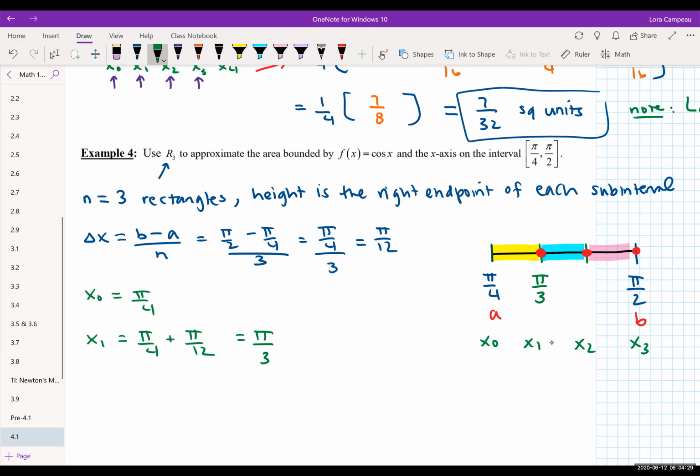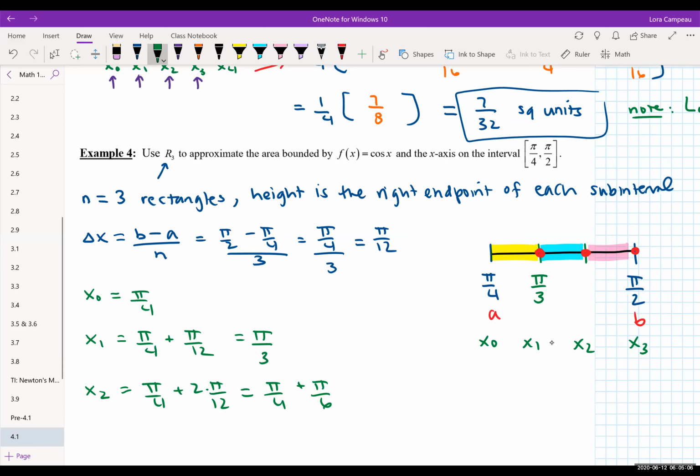And if I want to find who x of 2 is, what am I doing? I'm either adding on the delta x to what I just got, or I can say left endpoint plus 2 times delta x, which in our case, delta x is pi over 12. With concrete numbers, it really doesn't matter, so whatever works for you. So we have pi over 4 plus pi over, well, we have 2 pi over 12s, which is pi over 6.